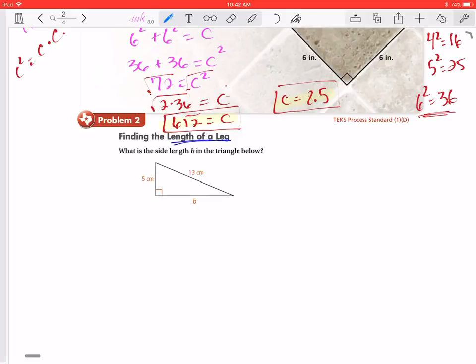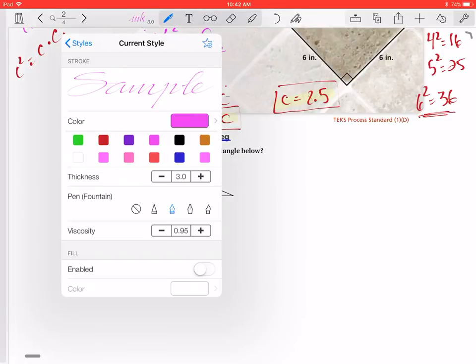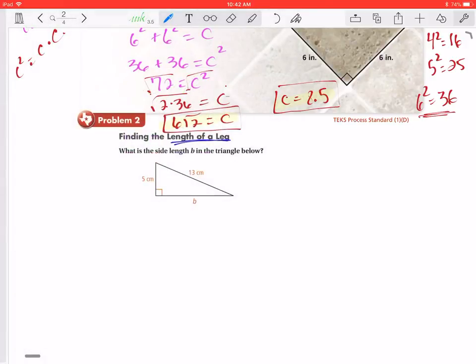Here, the problem denotes the longest leg as being b. That's okay. I could have labeled it a, but in terms of this problem, it labeled it b. So I'm going to rewrite my equation in a different color, green. We have a squared plus b squared is equal to c squared. I don't know what the value of b is, so that's our question mark.